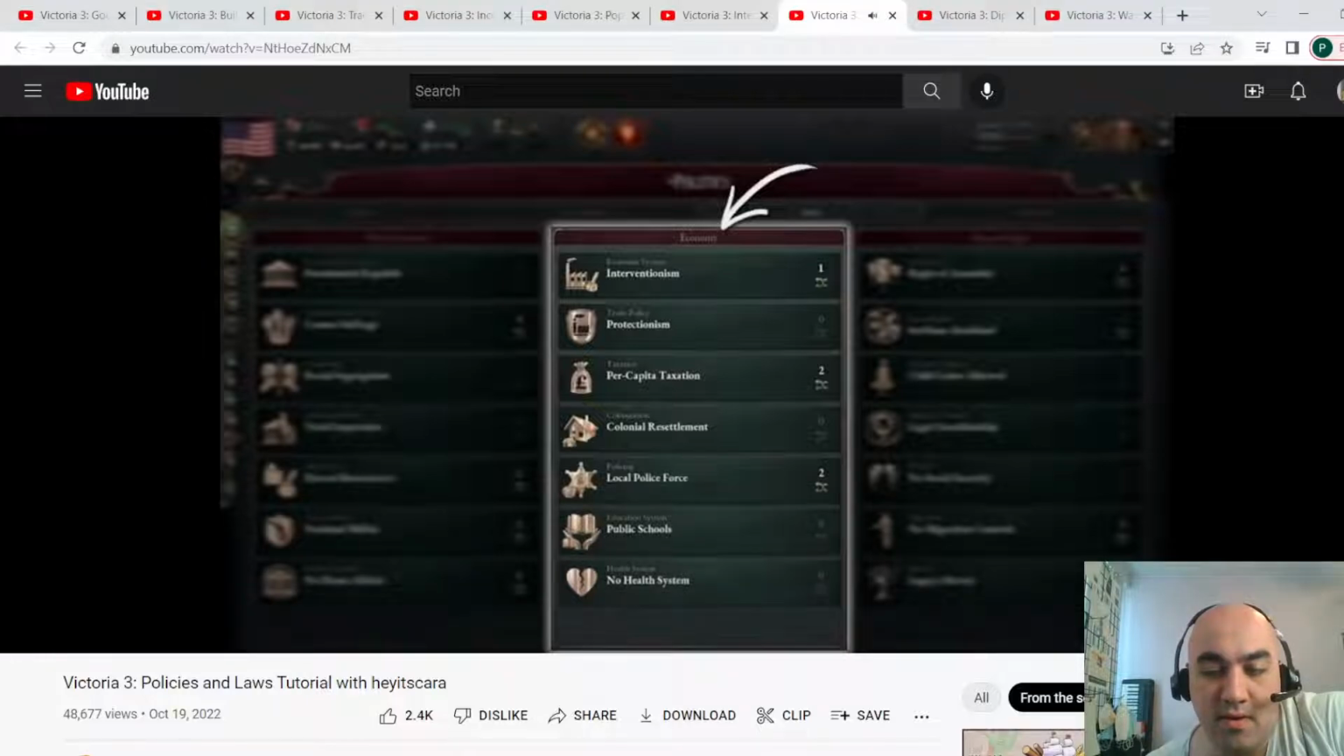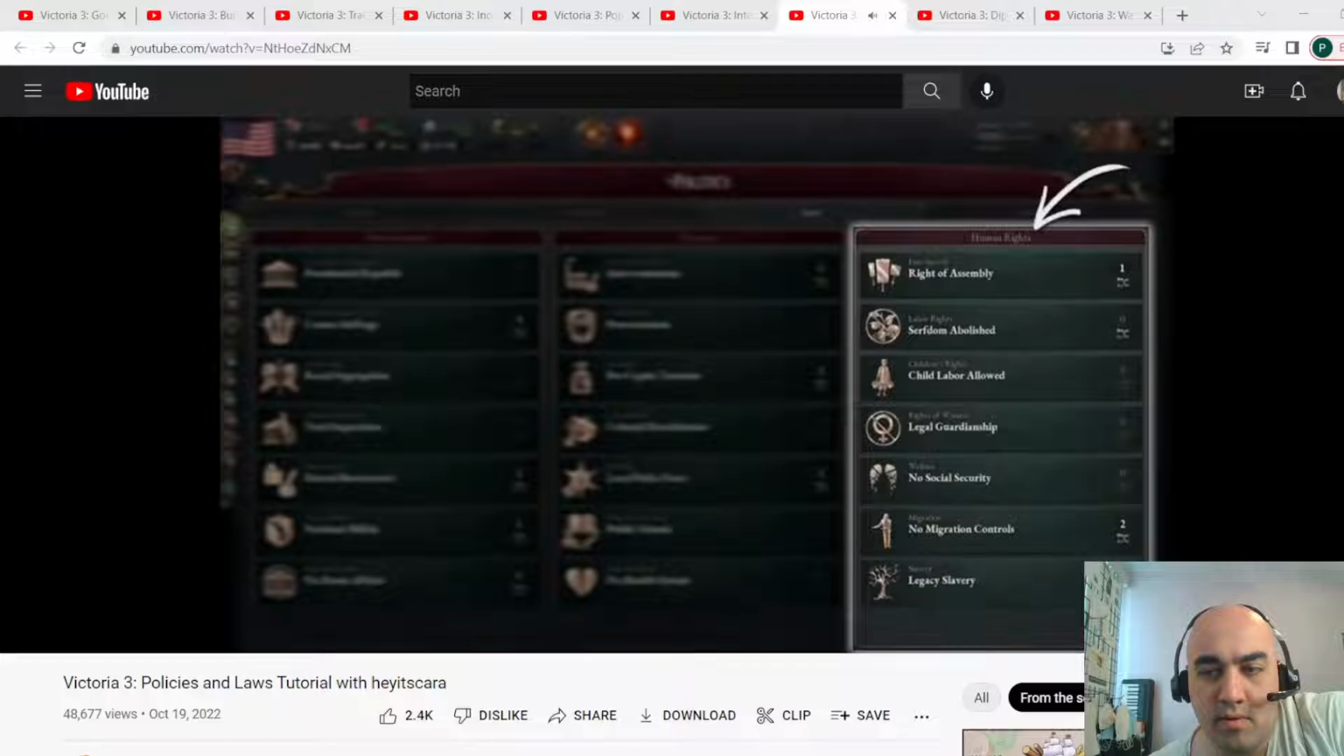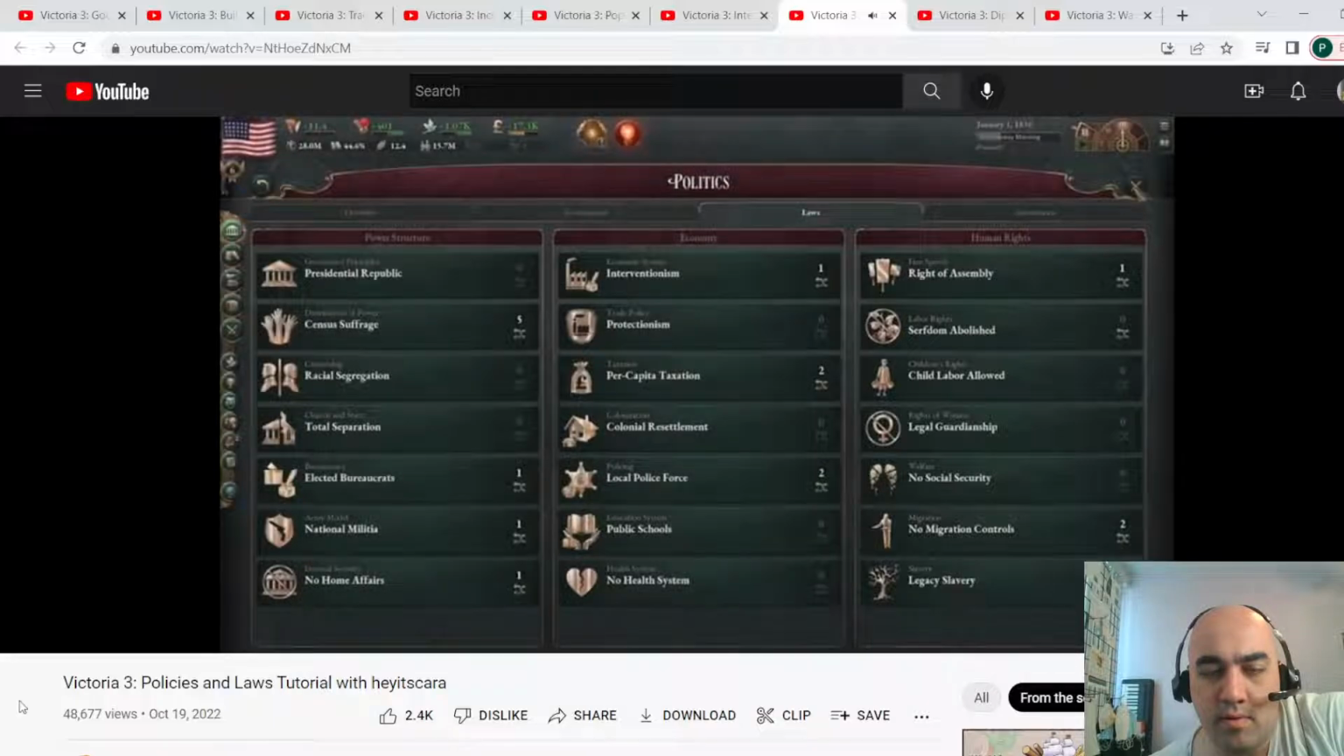Controls the laws around your nation's taxation and trade policies, and what it spends on healthcare, schooling, policing, and even its colonization policies, and the human rights category, affecting freedom of speech laws, welfare, working conditions, and the rights of women and children. All of these laws and policies are vitally important to the lives of your pops, and define the character of your country as the game progresses.